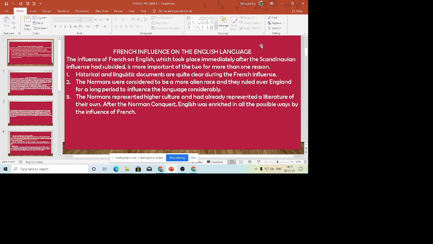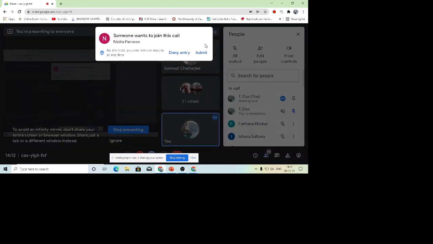Now, what is a hybrid language? It is actually an amalgamation or a mixture of two or more elements. So when two or more elements get mixed, then the thing that emerges out of that mixture is called hybrid. So the English language became more hybrid in nature.